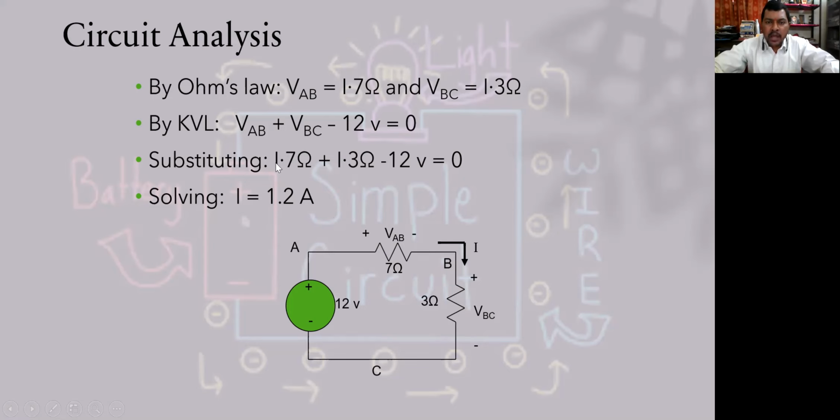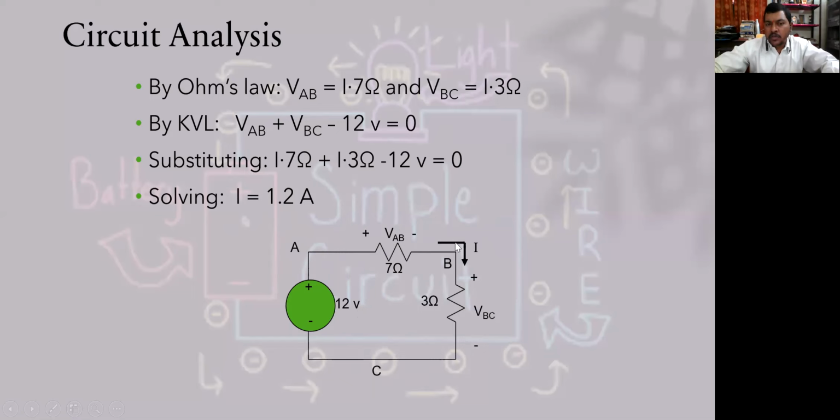If you take I common, we have I into (7 plus 3), that is 10 ohms, minus 12 volts is equal to 0. If you calculate the current from that equation, you get 1.2 amperes. That is the current flowing through this circuit. So this is how we can calculate it by Ohm's law, and similarly, we can calculate by KVL also.